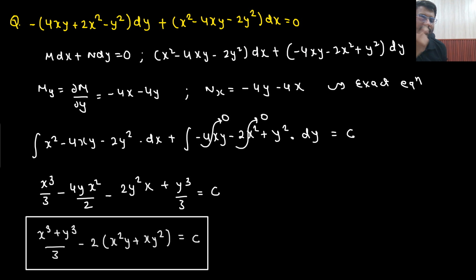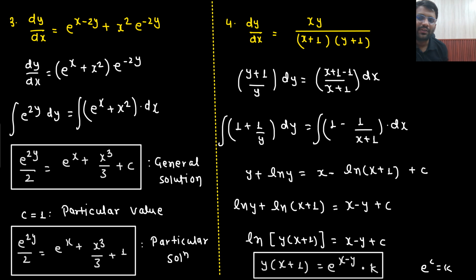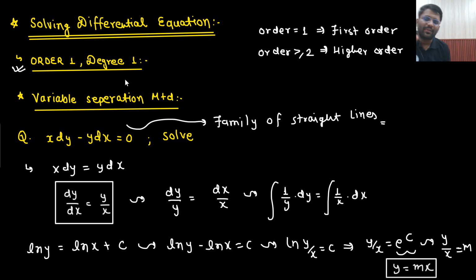So what all methods have we seen? 2 methods we have seen, 2 kinds of questions we have seen. First one was variable separation. Variable separation, very straightforward, sir. Clearly it will be visible that variables are getting separated. Here can you apply that method?